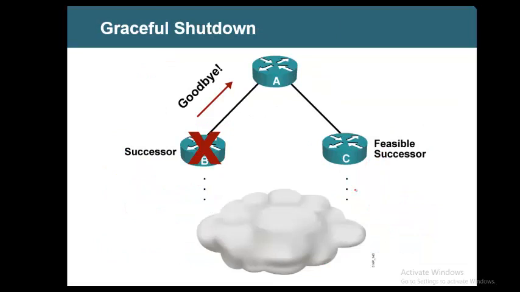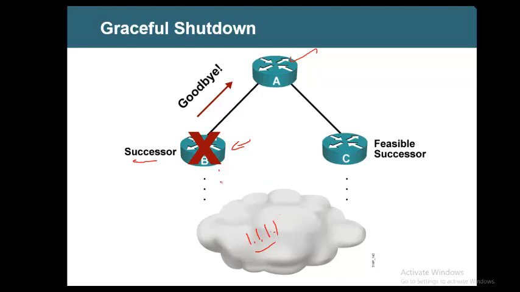Okay, in the older EIGRP version, this is even seen in a goodbye message. We call it graceful shutdown. What is it? When a router goes down, or more than when a router goes down, I should say successor. B is the successor to reach a network, let's say 1.1.1.1. A reaches 1.1.1.1 via B. B is the successor of 1.1.1.1.